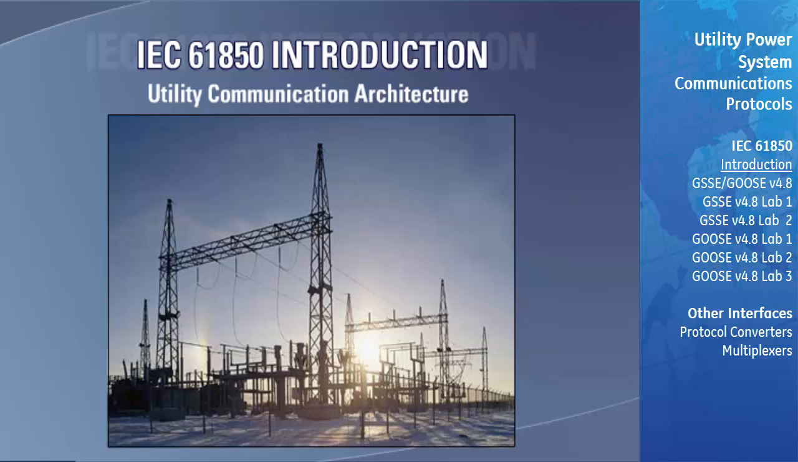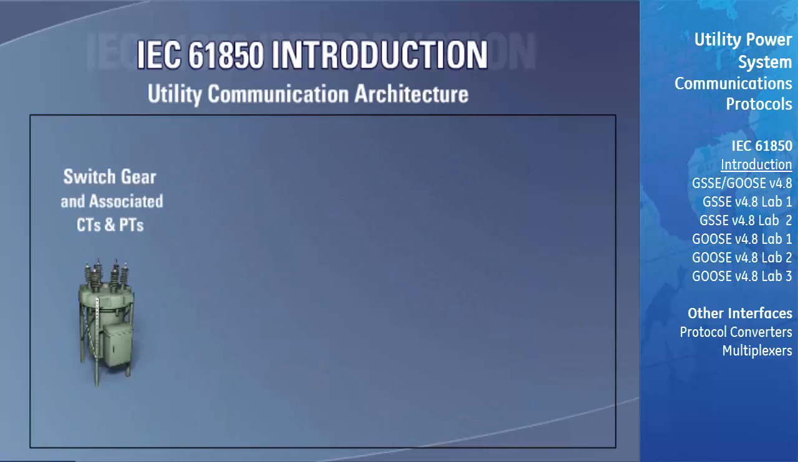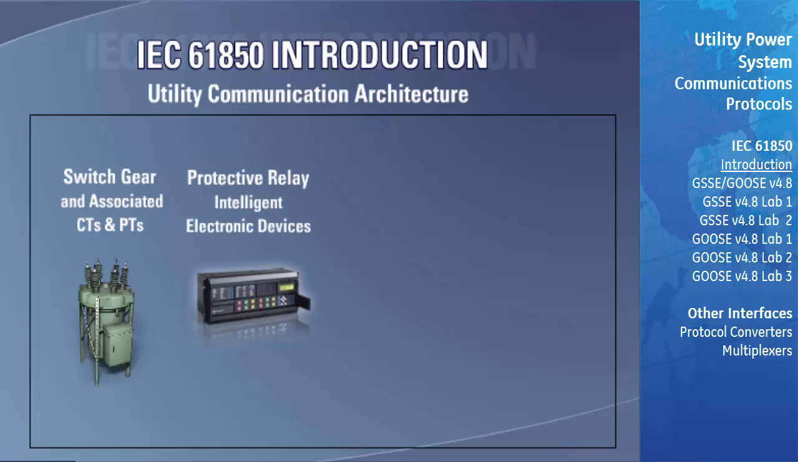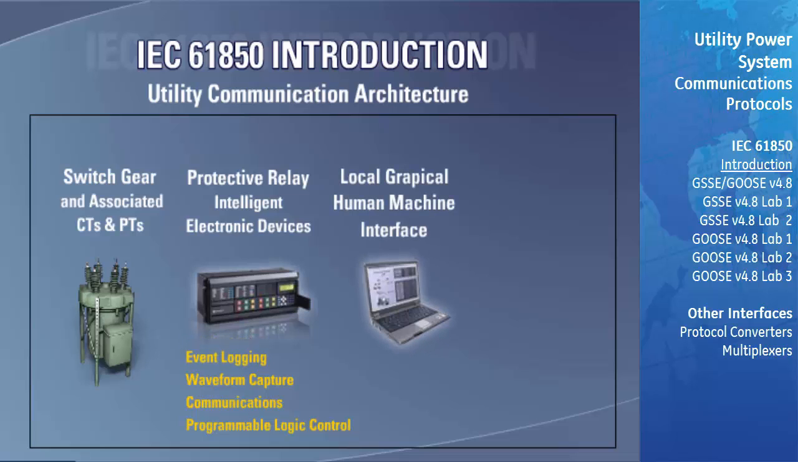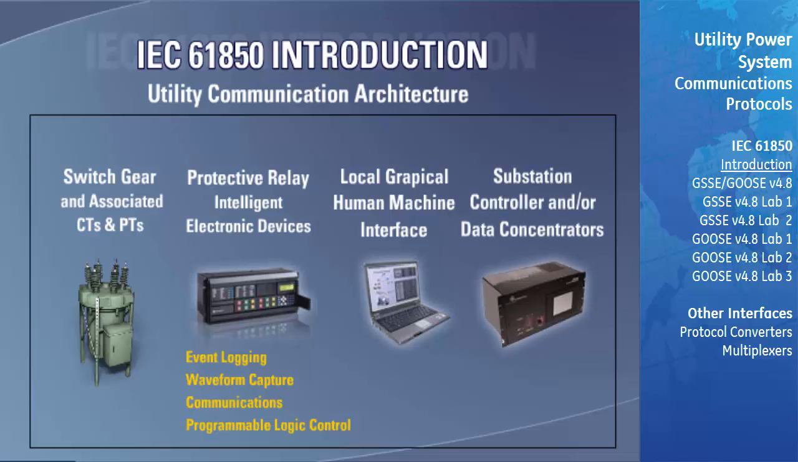communication architecture. A typical substation consists of several parts, the first being switchgear and the associated CTs and PTs. Another part is the protective relays, which are now more commonly referred to as intelligent electronic devices due to the embedded enhanced functionality such as programmable logic control, communications, waveform capture, and event logging. The last two parts are the local graphical human-machine interfaces and the substation controller and/or data concentrators. These last three parts are all optional.